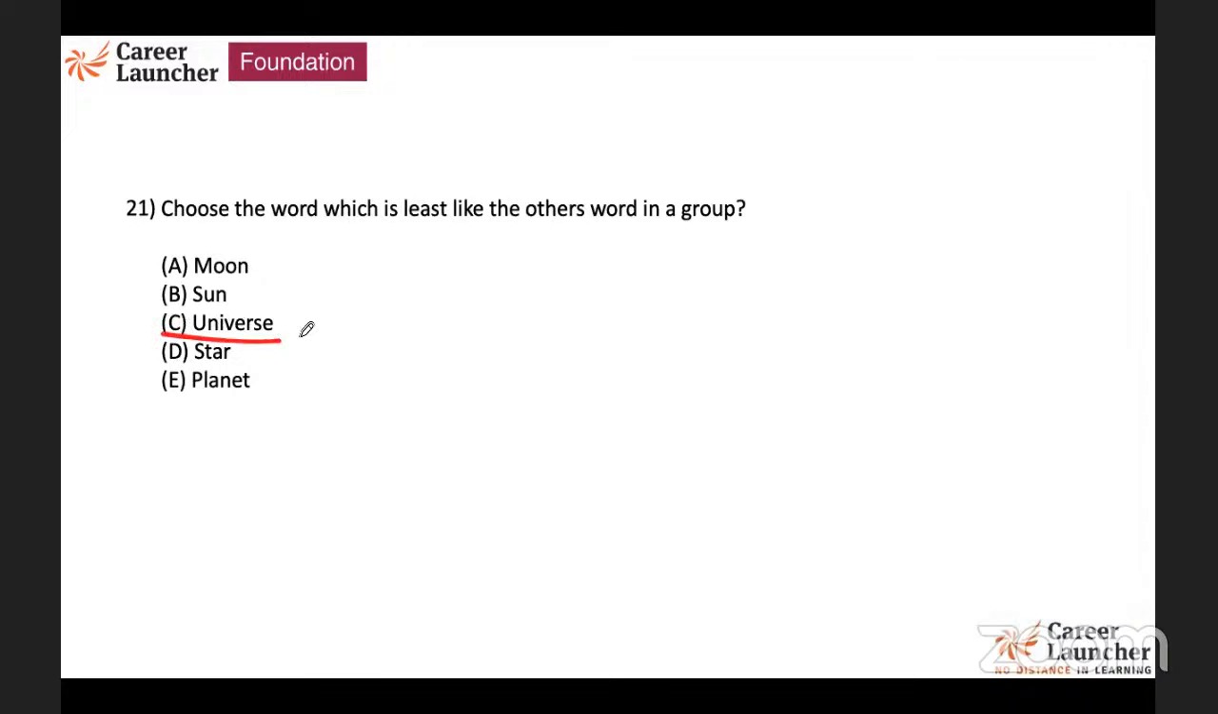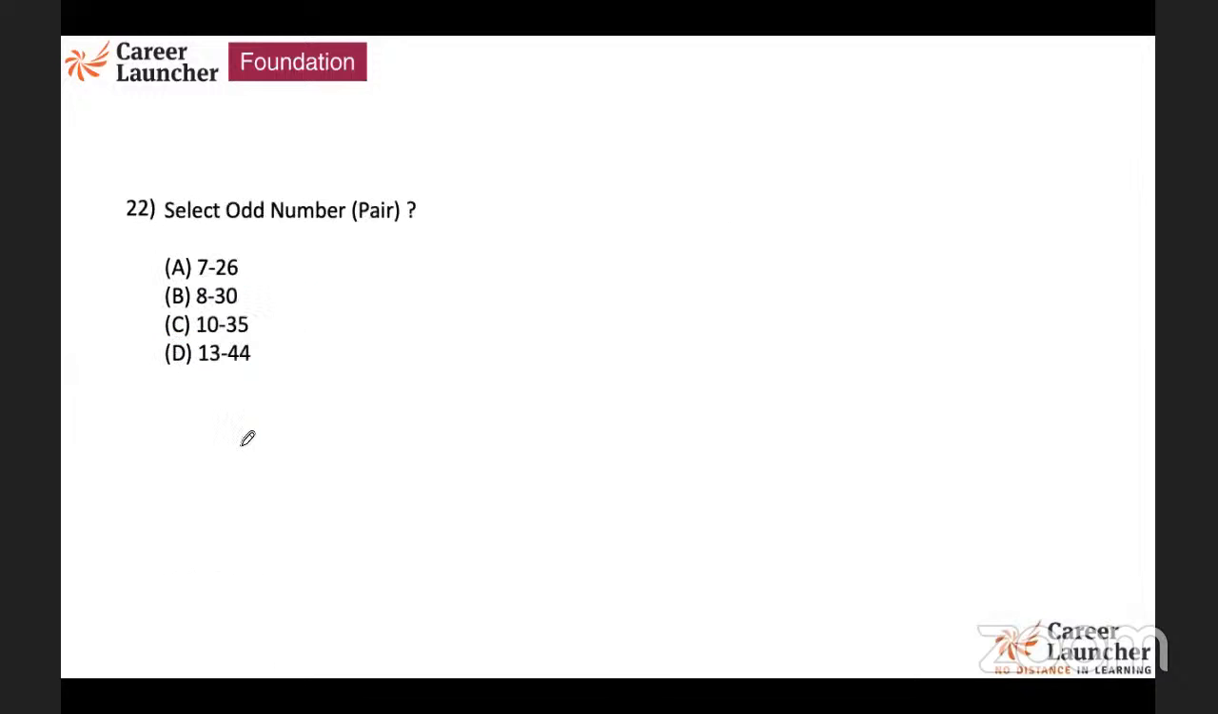Answer is universe. The others are all individual ones. Because see, sun is a star, the moon is a planet. Each one of them an individual. Universe is a combination of all these things. So clearly, answer is C for this.